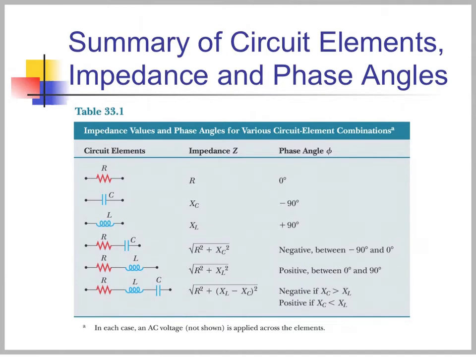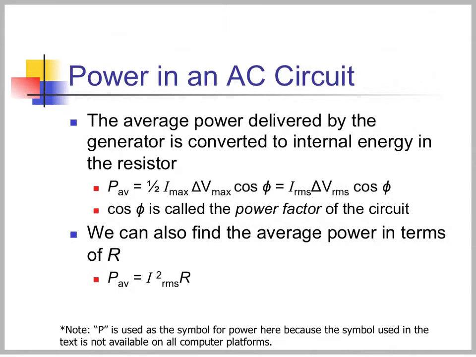Now the average power delivered by the generator is converted to internal energy of the resistor. The average power is 1/2 I max delta V max cosine phi, or I RMS delta V RMS cosine phi. Cosine phi is called the power factor of a circuit. We can also find the average power just in terms of resistance. The average power is I RMS squared R.